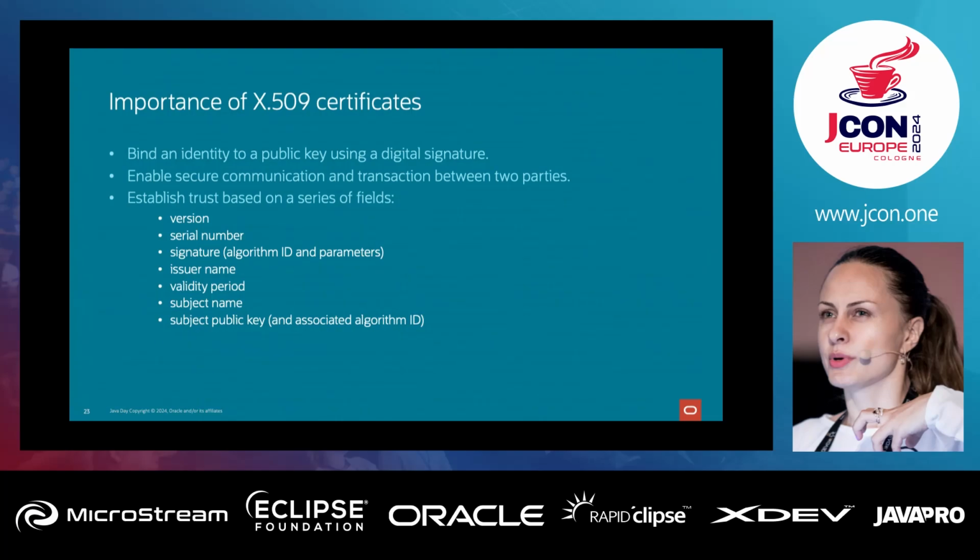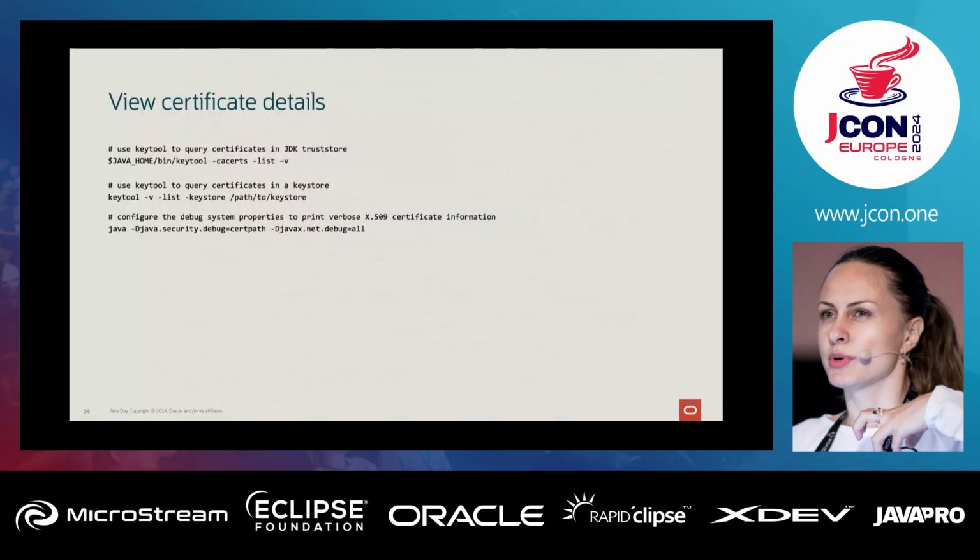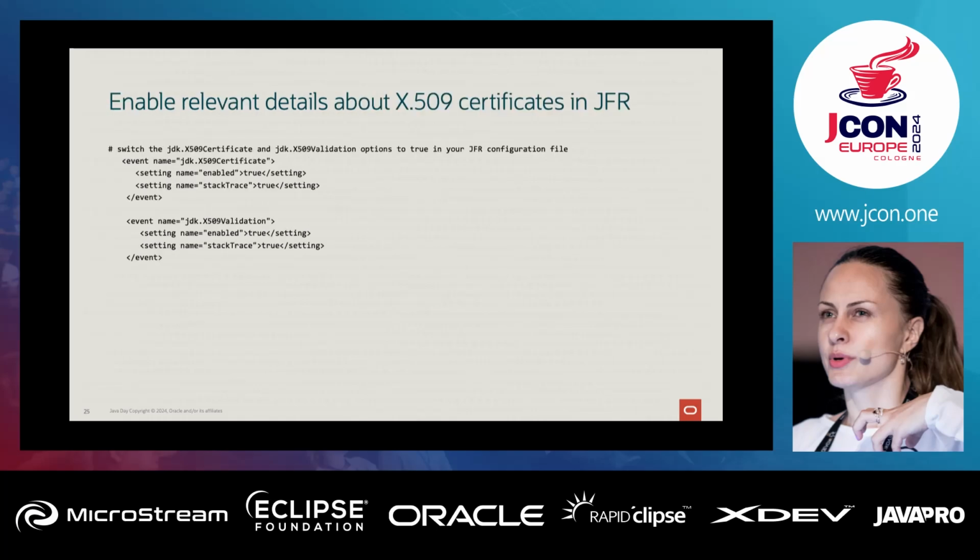the JFR events help us, because the X509 certificate event gives us information about what you see here as version, serial number, signature, validity period, and subject name. So to view certificate details, you can always use keytool, for example, to check them, but also you can configure the debug system properties to print those certificate details. And if you want to do that, you have to put debug with the value of cert path.